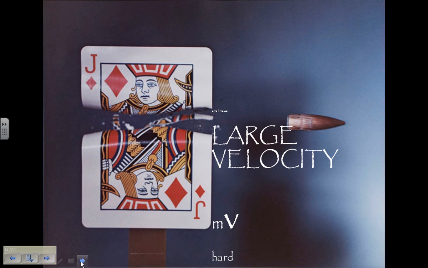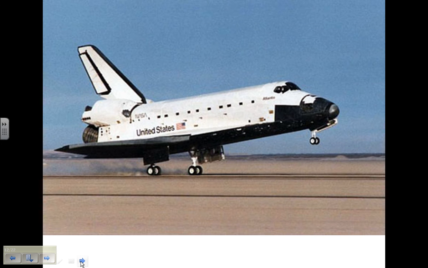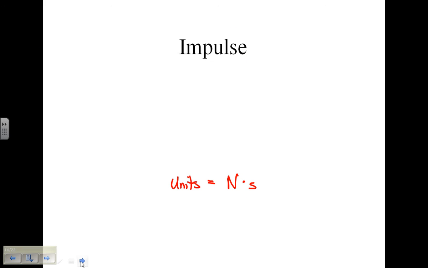If you have a small mass and a large velocity, it's hard to stop. That's a lot of momentum. If you have a large mass and a small velocity, it's still hard to stop. If you have both, almost impossible.